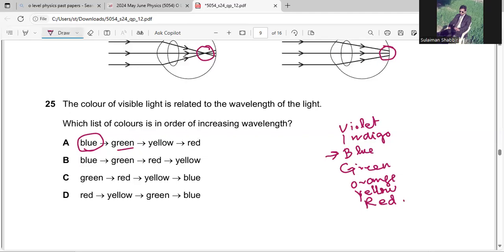Then there is green, then there is yellow, then there is red. So it is my option, correct. Just remember the word VIBGYOR: violet, indigo, blue, green, orange, yellow, red for this question over there.